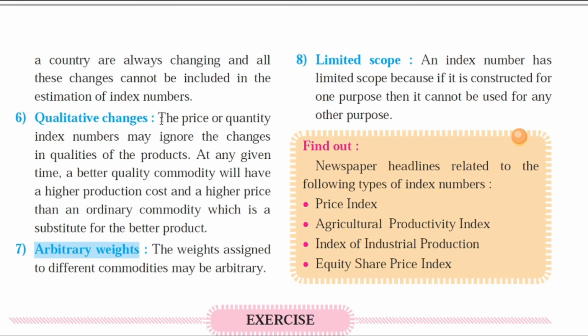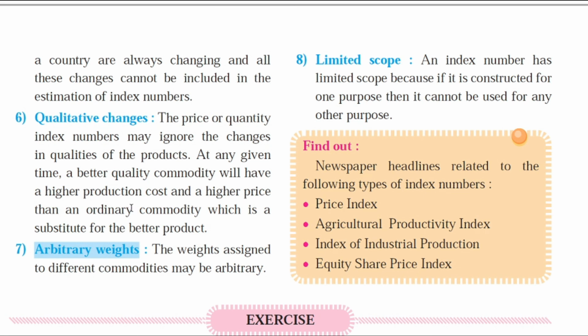Moving further, the sixth point says qualitative changes. Yes, it focuses on quantity, it focuses on price, but not on quality, and that is why the price or quantity index numbers may ignore the changes in qualities of the product. At any given time, a better quality commodity will have a higher production cost and a higher price than an ordinary commodity, my dear students, and thus it is completely ignored in index number, which is a substitute for a better product, and thus it is also one of the limitations.